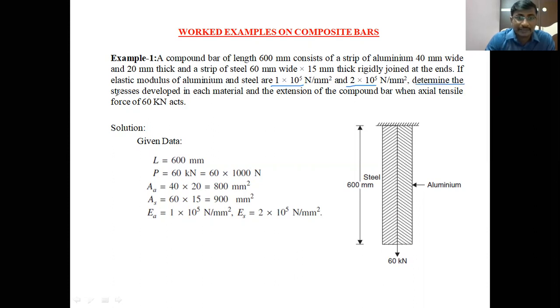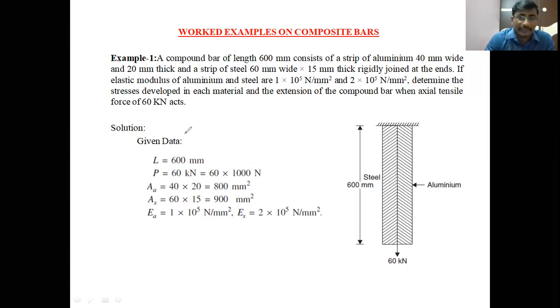So determine the stresses developed in each material, steel and aluminum, and the extension of the compound bar when an axial load of 60 kilonewtons is acting. It is an axial load, which is a tensile load. What is the total extension of the composite bar? The extension of the steel and extension of the aluminum is the same by applying the load of 60 kilonewtons, isn't it? That is the total extension of the bar. Here we are going to calculate two parameters: stresses in each material and extension of the composite or compound bar.